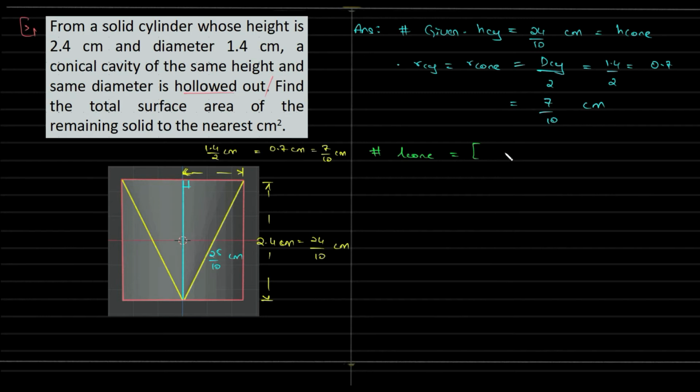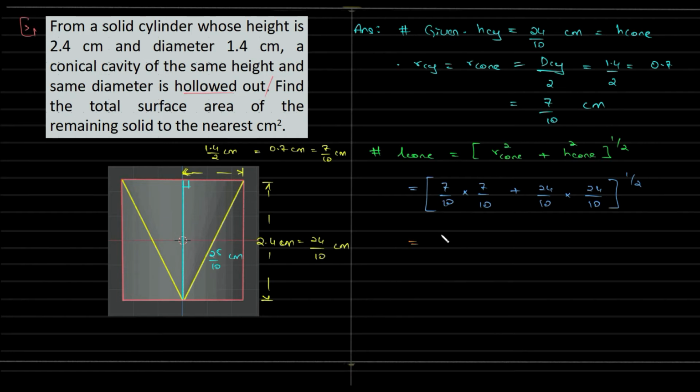Now we can look into the slant height of the cone. It is nothing but radius of the cone squared plus height of the cone squared, all to the power of half. And this is equal to 7 by 10 into 7 by 10 plus height of the cone, 24 by 10 into 24 by 10, to the power of half.